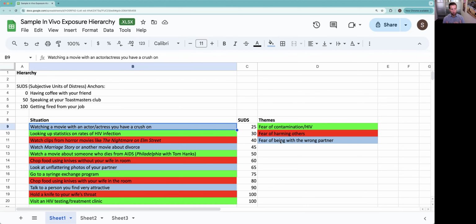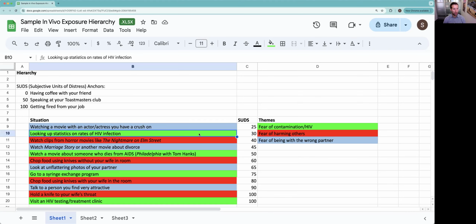So you might start by just watching a movie with an actor or actress that you have a crush on. And so this might be something that you've been avoiding consciously or not in your life, but to go and deliberately watch that movie with that person that you've had a crush on, to invite that possibility that maybe I'm with the wrong partner and I should have found someone more like this crush, so on and so forth.